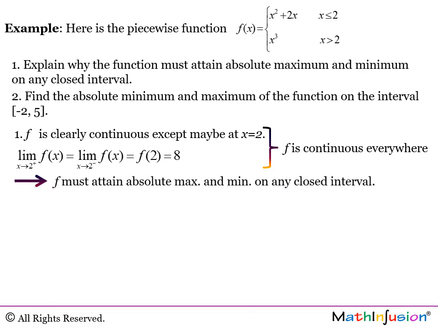And because of that, there is a theorem that says that if a function is continuous on a closed interval, then it must attain absolute max and min on this closed interval. But f is continuous everywhere, so it is continuous on any closed interval. We can conclude then that f must attain absolute max and min on any closed interval, including the closed interval -2, 5, which is what we're going to do now.